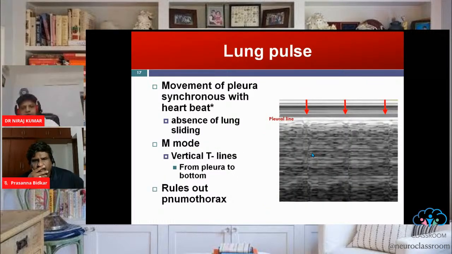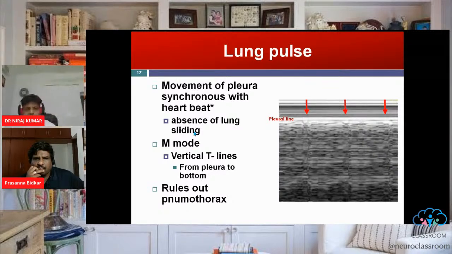Another concept is about lung pulse. If you see closely this T-shaped structure, this T-shaped structure is the lung pulse, and this is the pleura. So what is lung pulse? Lung pulse is the movement of the pleura synchronized with the heartbeat. If you remember, what was the sliding sign? The sliding sign was the movement of the pleura synchronized with the respiration. But here the lung pulse is the movement of the pleura synchronized with the heartbeat. And you can see this lung pulse in the absence of the sliding sign.